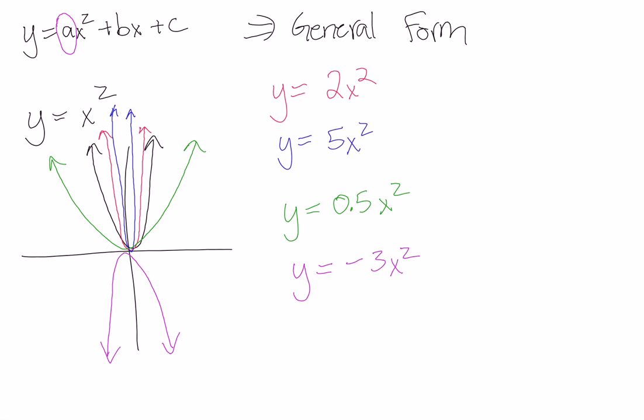If it's a big number, it's going to be skinnier or narrower. If it's a number less than 1, like a fraction or a decimal, then it's going to be a wider graph.